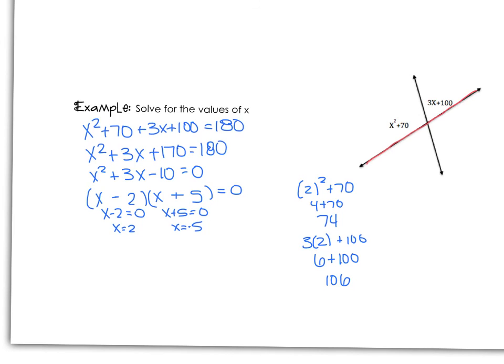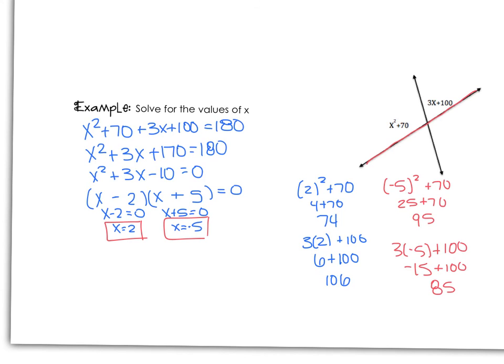Let's try negative 5. Don't forget to put it in parentheses. Negative 5 squared plus 70, so that's 25 plus 70, so 95. 3 times a negative 5 plus 100, so that's negative 15 plus 100, so that's 85. 85 plus 95 is 180. So both of these answers are valid answers.